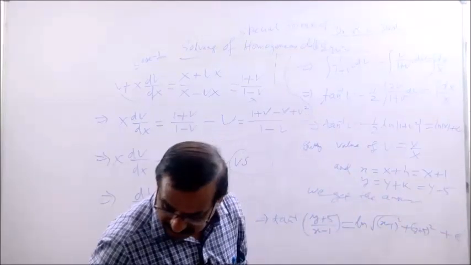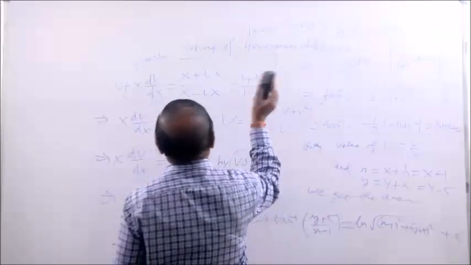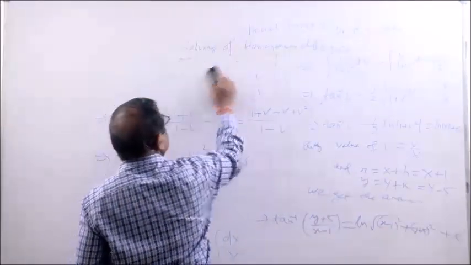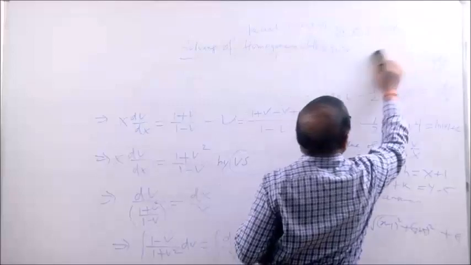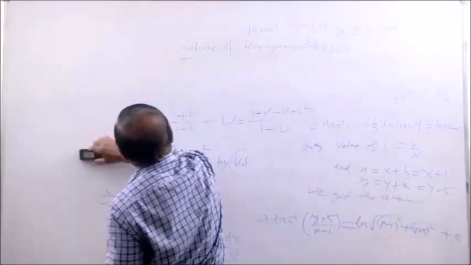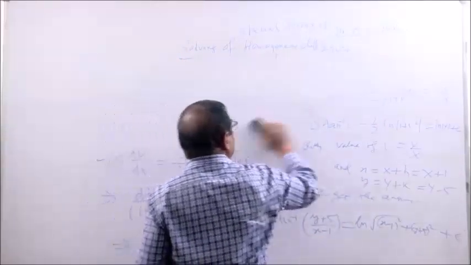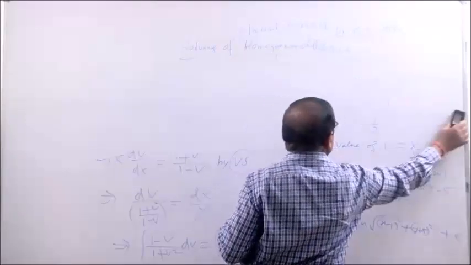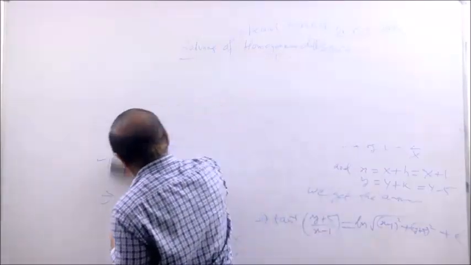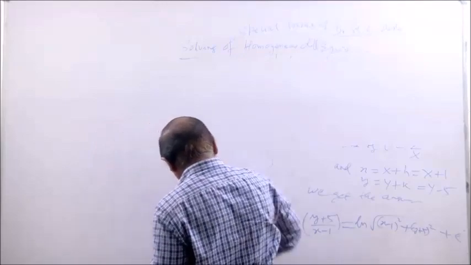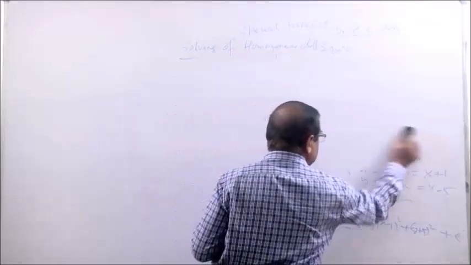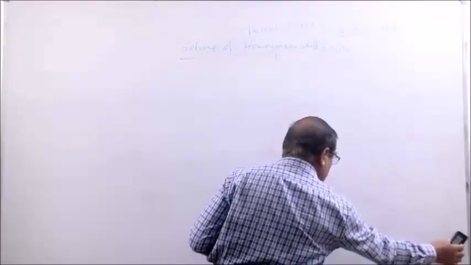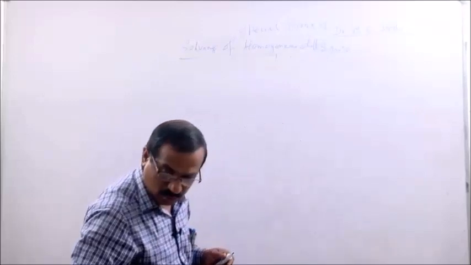Now, we will go to the second case. The first case is over. Now, we will discuss a problem of the second case where both the ratios are equal. Here a by a dash was not equal to b by b dash. Now, we will consider a problem where a by a dash is equal to b by b dash. That means the coefficient ratios are equal. That is case 2.